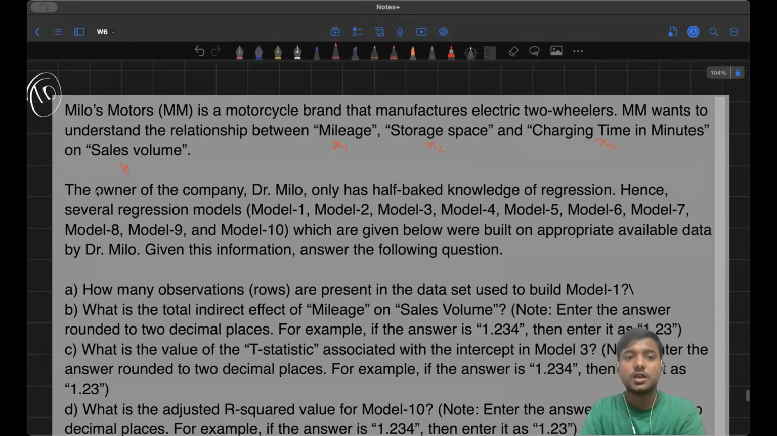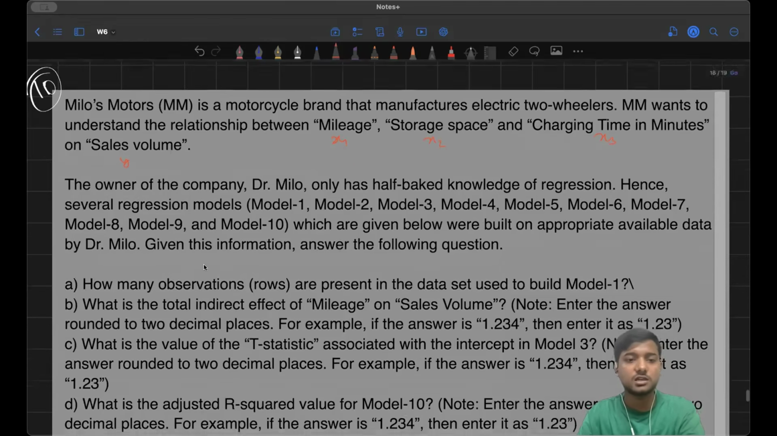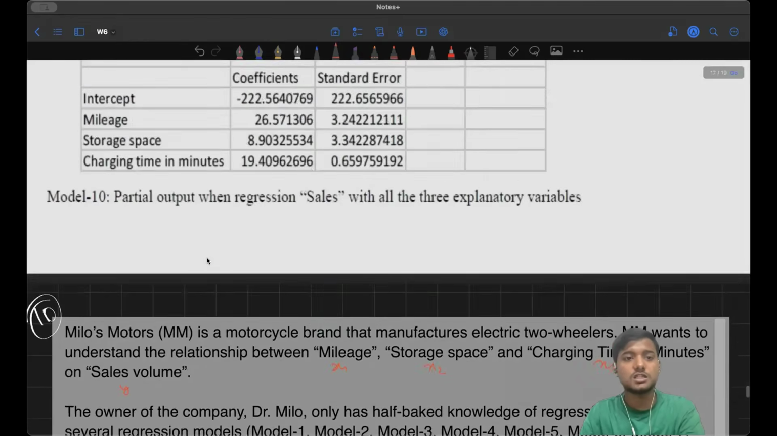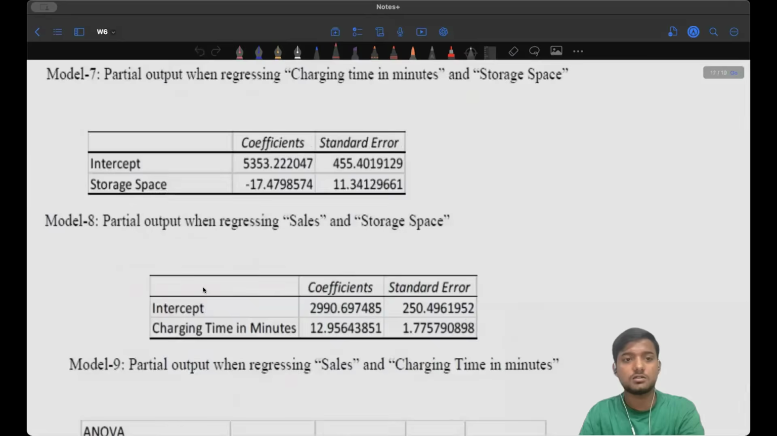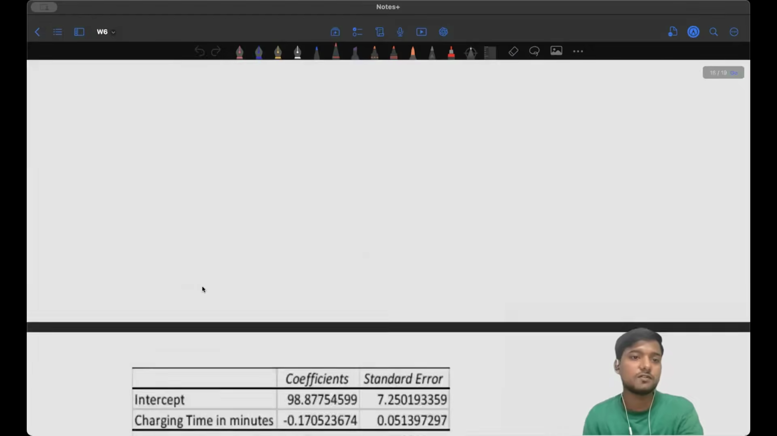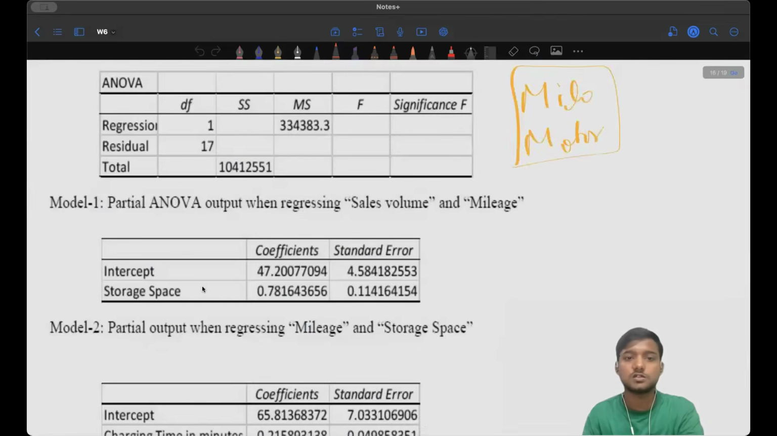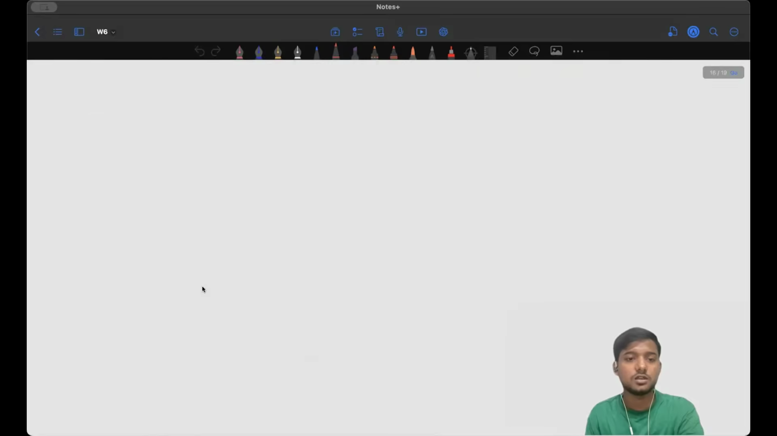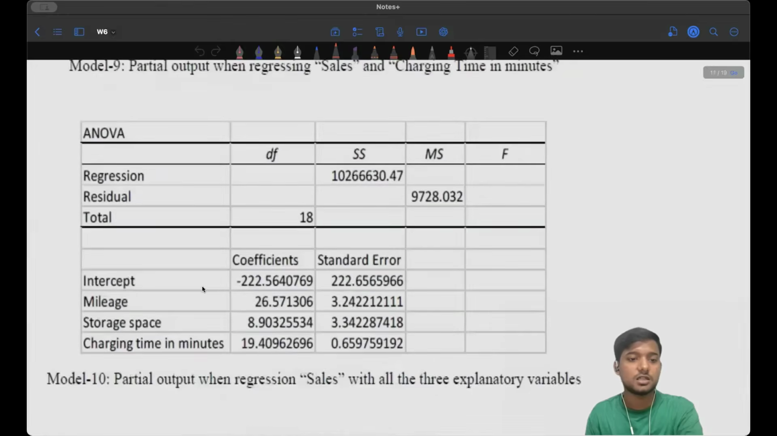This is my y. The owner of the company, Dr. Milo, has only half-baked knowledge of regression. Hence, he created several models, model 1 to model 10, which are given below on appropriate data available. So these are the models which you can see: Model 1, 2, 3, 4, and then 5, 6, 7, 8, 9, 10.